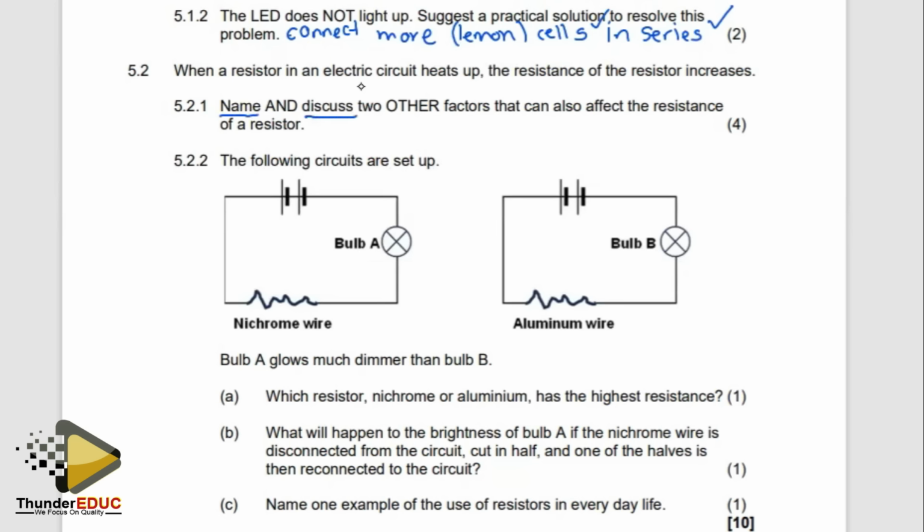So, which means you are naming. By discussing, you are telling us how it affects resistance. Okay, so you are naming and then you discuss. That's how you get your 4 marks. So let's move on to them.